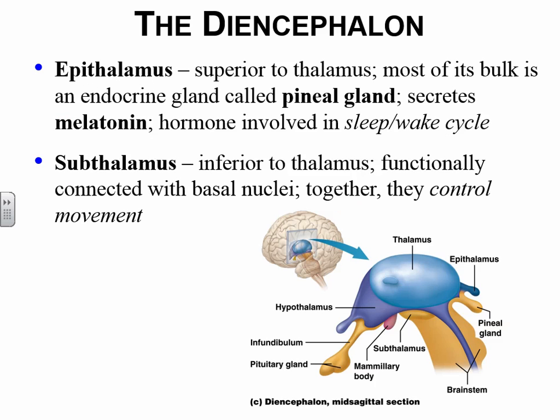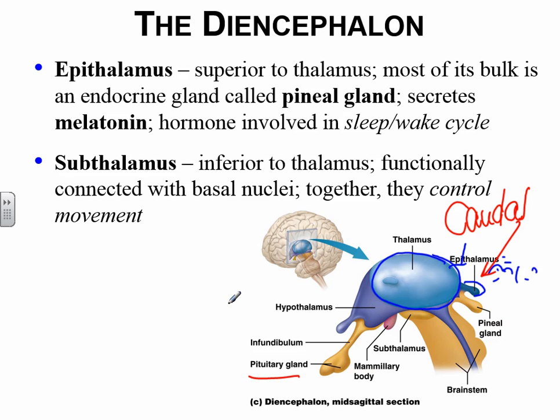Then we have the epithalamus. So again, here is my big centrally located thalamus. Epi is to be upon, so here is the epithalamus. The epithalamus is caudal, which means towards the back. Whereas the pituitary gland out here in the front was rostral, towards my nose. So my epithalamus is superior to the thalamus.